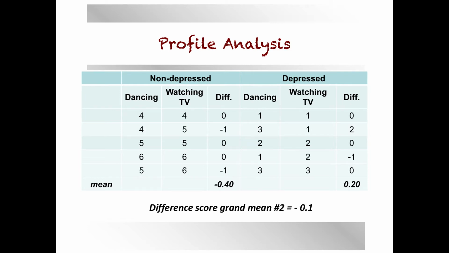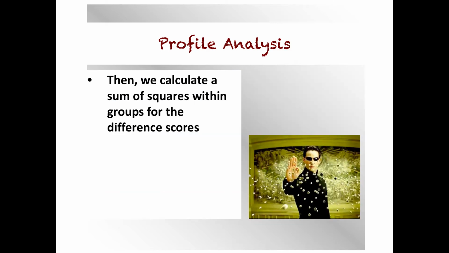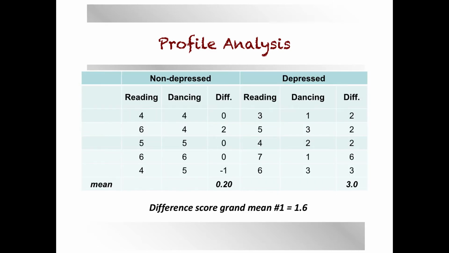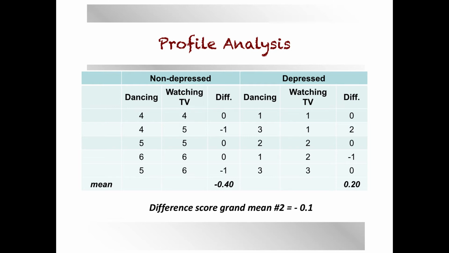And then so that was reading and dancing. Now we're doing dancing and watching TV. Same process, different scores for each group. And the difference score grand mean is the mean of those 10 differences that you see there. So I gave you reading and dancing. I gave you dancing and watching TV. I did not give you, what was missing there? Reading and watching TV, which in this case you could do but would be redundant, or not necessary for the calculation.